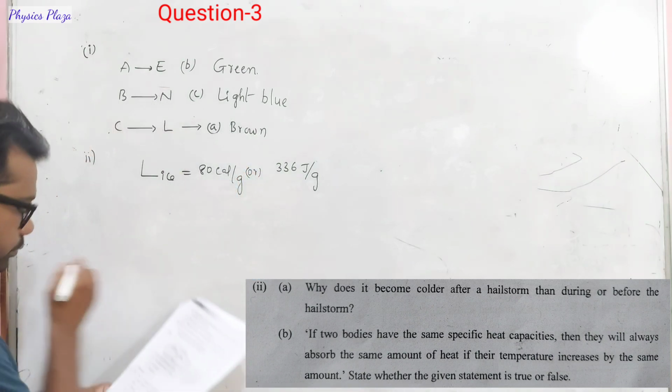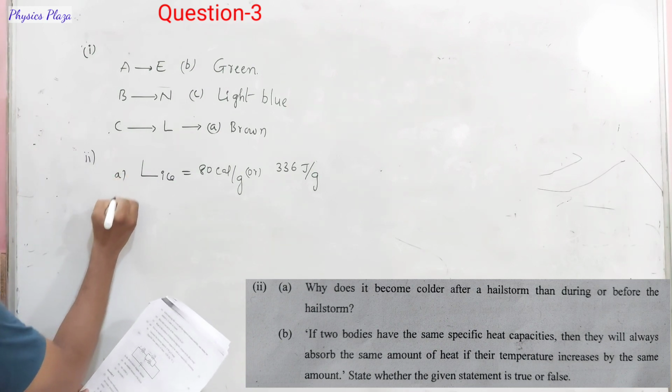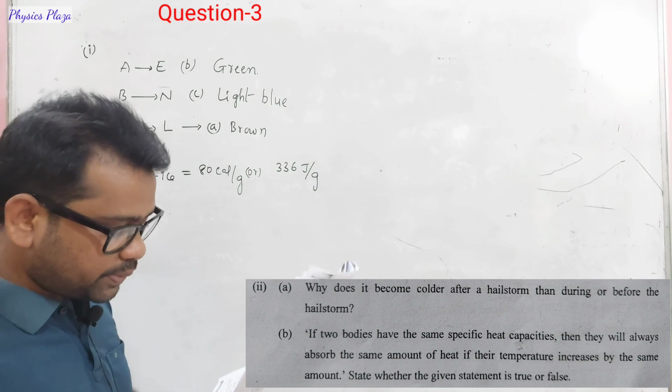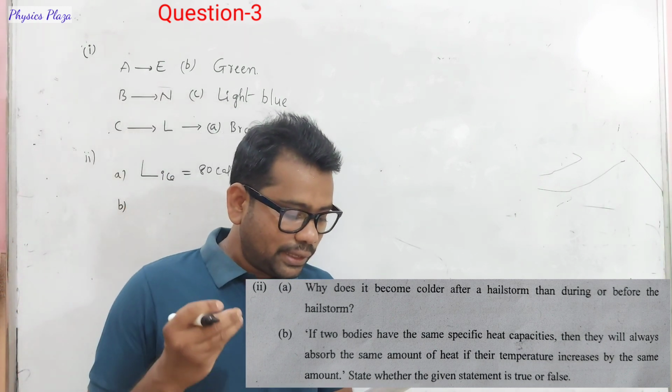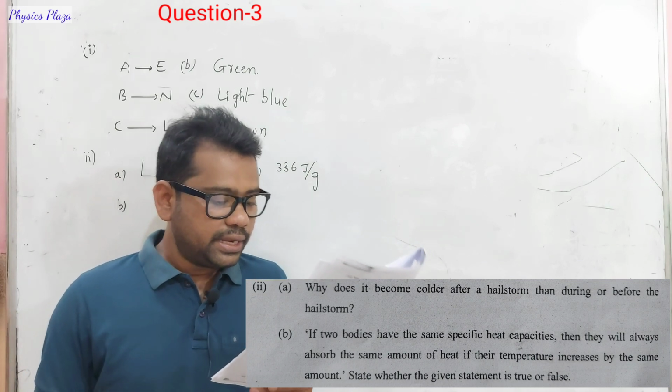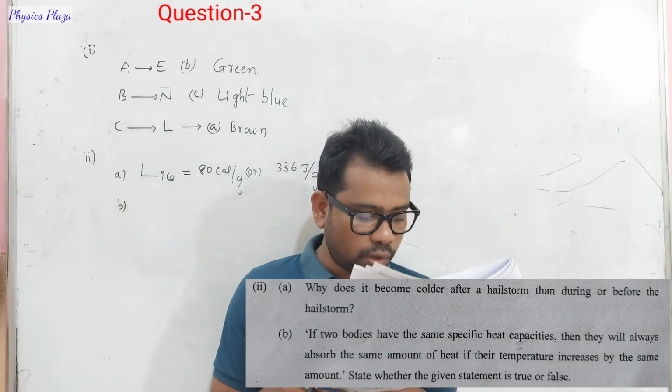Okay, fine. Now here is bit A, now bit B. Children, if 2 bodies have the same specific heat capacities, then they will always absorb the same amount of heat if their temperature increases by the same amount. State whether the given statement is true or false.